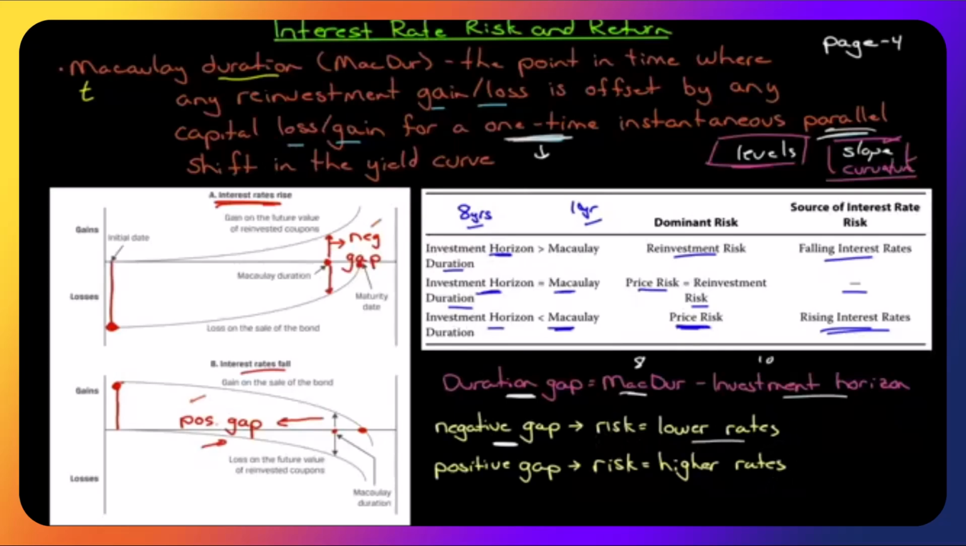Now, lower rates because what is our dominant risk? Reinvestment risk. If we are a buy and sell investor and our investment horizon is 4 years, 8 minus 4 is 4, we have a positive gap. Our risk is higher rates.